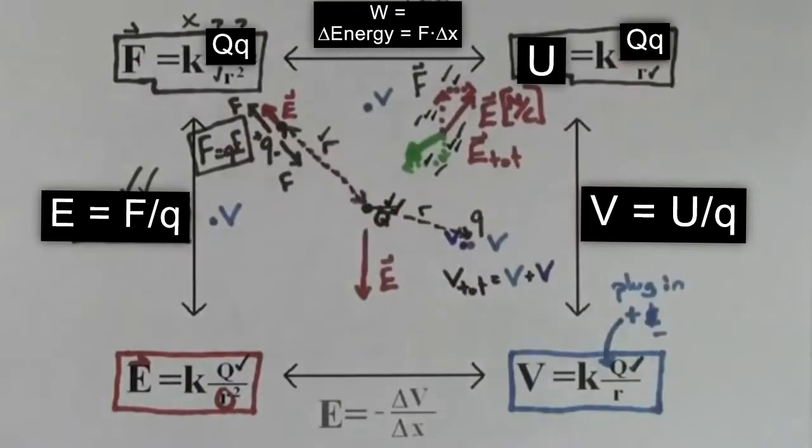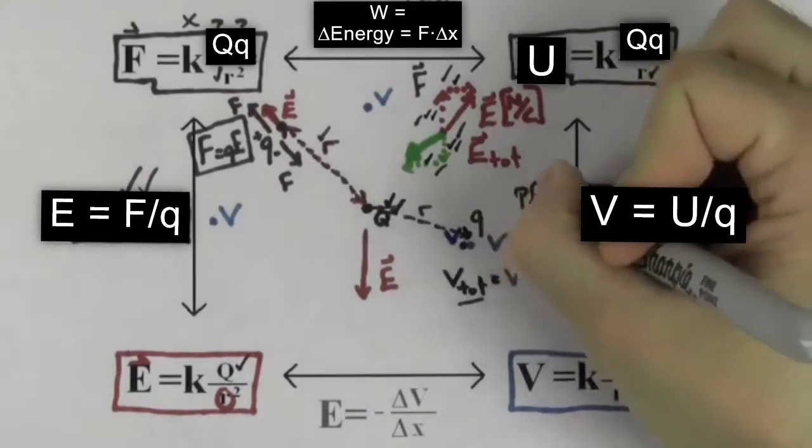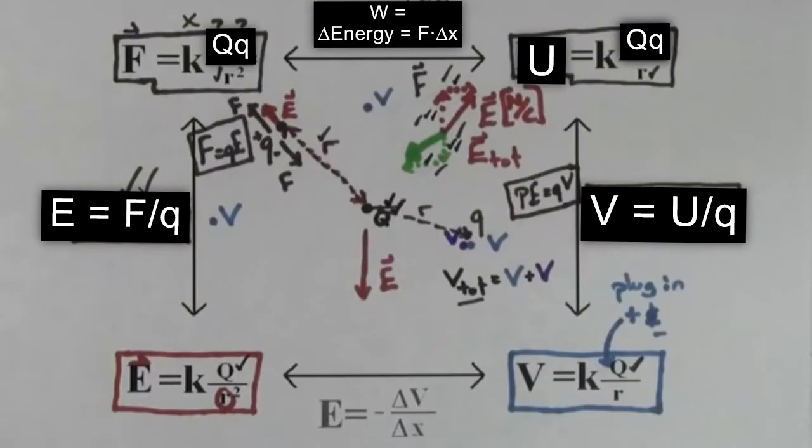R again is the distance between the two charges, and just like F equals QE is a much easier way to find the electric force than kqq over r squared, PE equals Q times V is a much easier way to find the electric potential energy than kqq over r. So if you already know the electric potential at a point in space, just multiply Q times V to find the electric potential energy. And again, since you're dealing with electric potential, you do plug in the positive and negative signs for the charge.